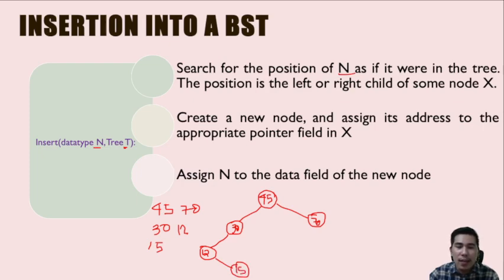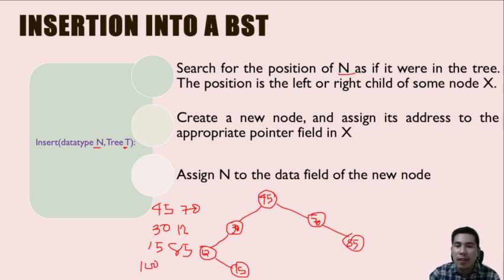Now, let's say again we are going to insert another node, let's say 85. 85 is greater than the parent node, therefore it goes here. And then 85 will be compared to the current node, which is 70. Is the new node greater than the current node? Yes, therefore it must go here, and it will be put right here. So let's say we have 100.